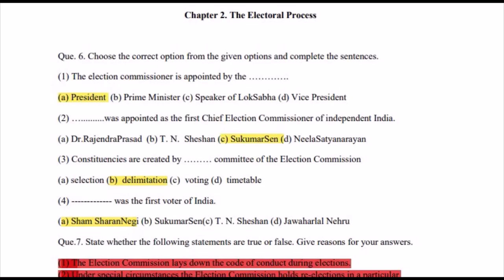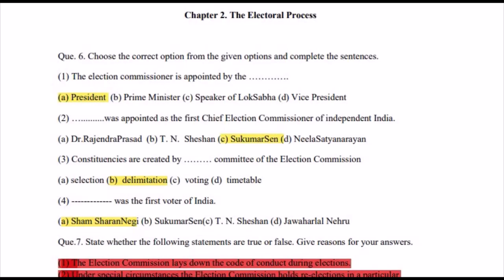Now, my dear students, the first question is: choose the correct option from the given options and complete the sentences. In other words, in short, we say fill in the blanks. There are options given. You need to select the correct alternative and write it. The first question: the Election Commissioner is appointed by the dash.